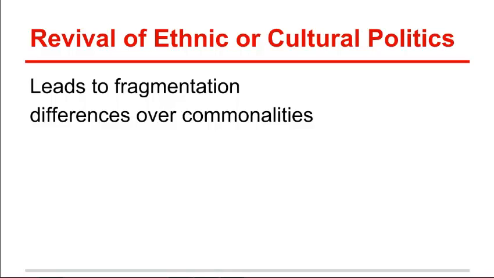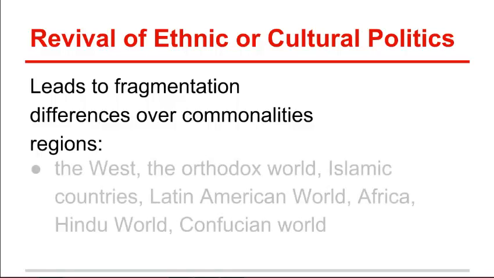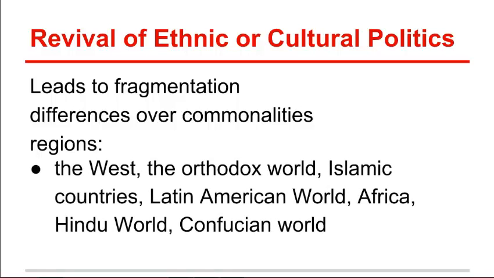Now, currently, the College Board, as well as most political scientists, view the world through several regions based on their ethnic loyalties, and these regions are the West, which composes of Europe and North America, the Orthodox world, which composes of Russia and the former communist Soviet bloc. The Islamic countries comprise of Middle Eastern countries as well as North Africa.